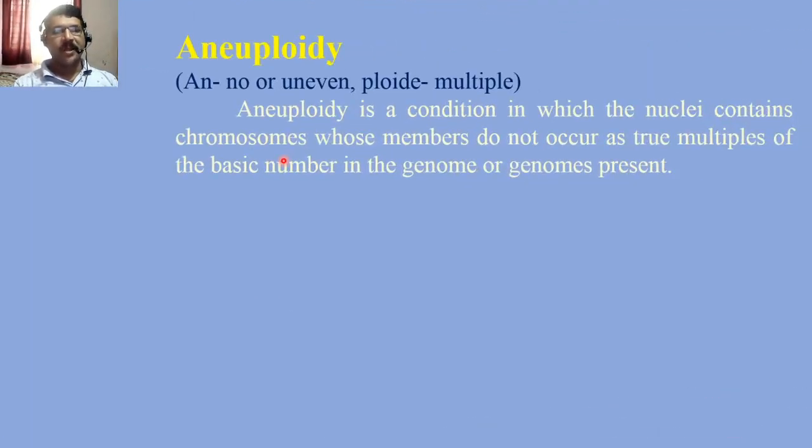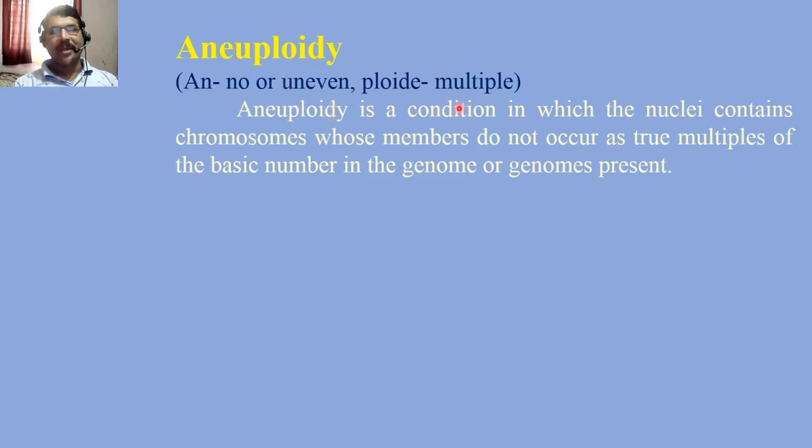Aneuploidy is the condition in which the nuclei contain chromosomes whose number does not occur as a true multiple of the basic number in the genome or genomes present. So in aneuploidy there is an uneven multiple of the chromosomes. In euploidy, we have already discussed that exact multiples of the basic chromosome number can be seen. So this is known as euploidy, but here you can see an uneven chromosome number.